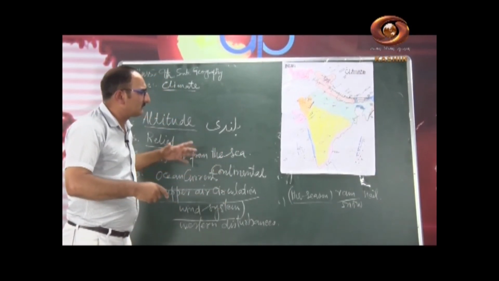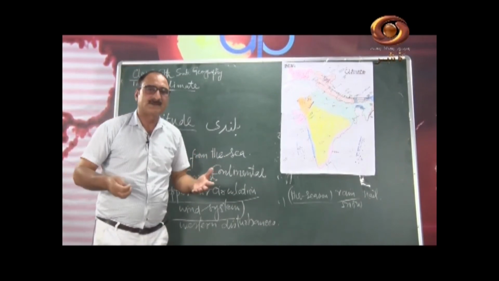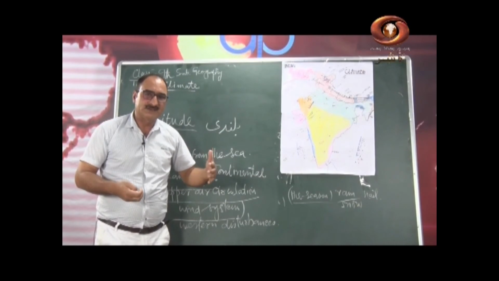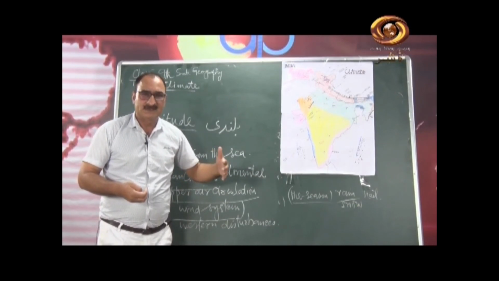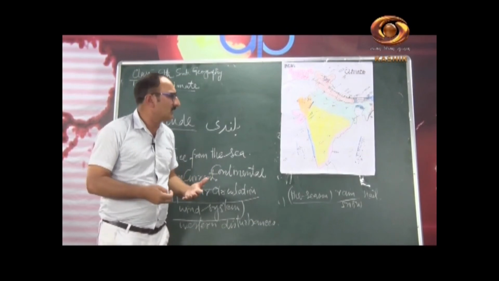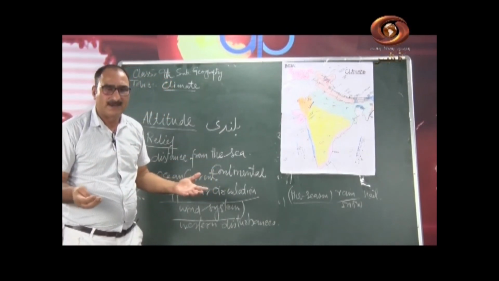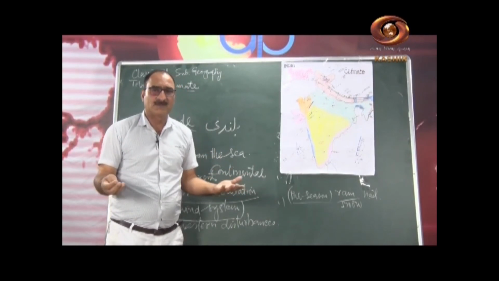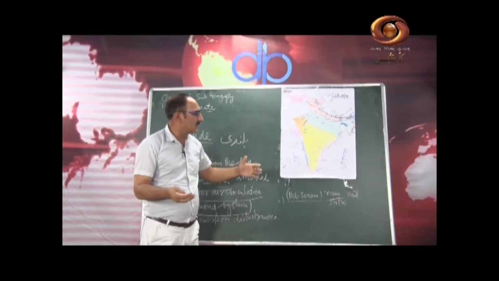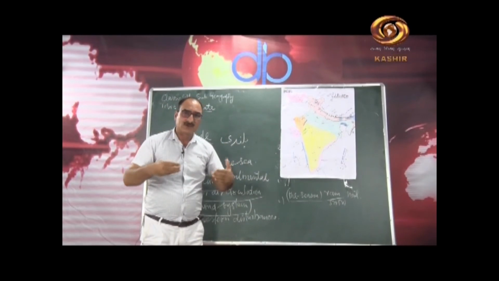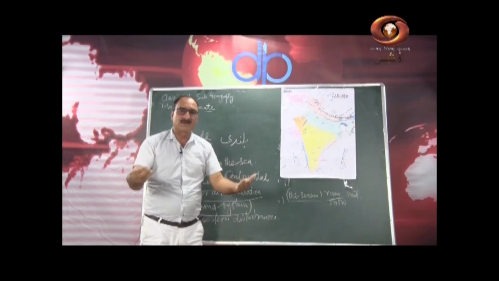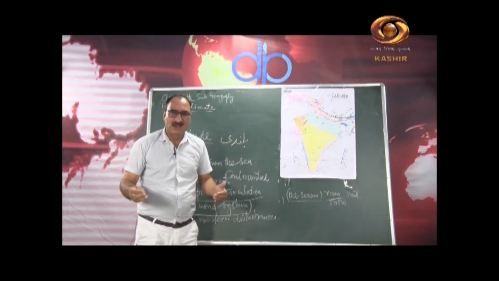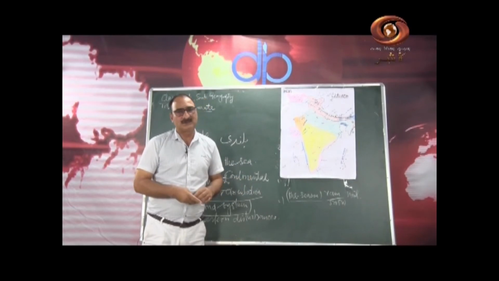So, my students, these are the factors which are responsible for bringing change in the climate of a place. As I already told you, first of all, some variations are found in the same country and in the same season, in the form of temperature and in the form of rainfall. And which factors are responsible behind that, I have discussed those factors with you. And with this, the lecture ends.